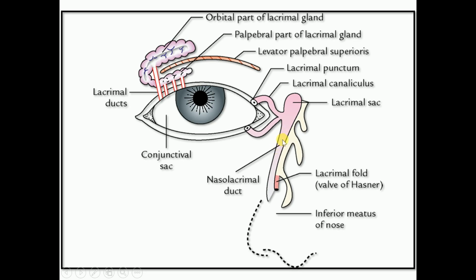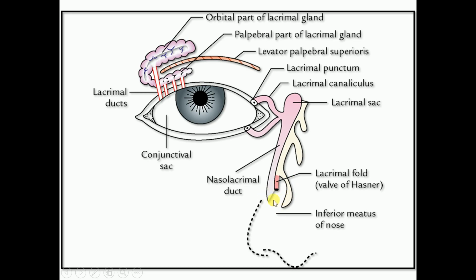Now the nasolacrimal duct is an about 18 millimeter long membranous duct that passes through the nasolacrimal canal, which connects the medial bony wall of the orbital cavity with the lateral wall of the nose. In the lateral wall of the nose, there is an inferior nasal concha, and deep to the inferior nasal concha, there is a passage called the inferior meatus of the nose.